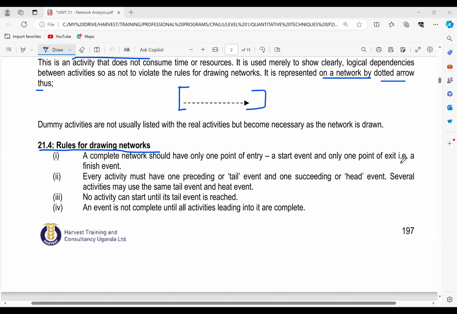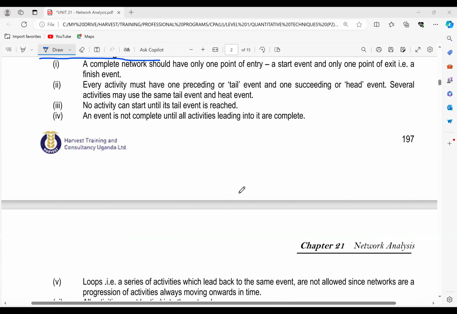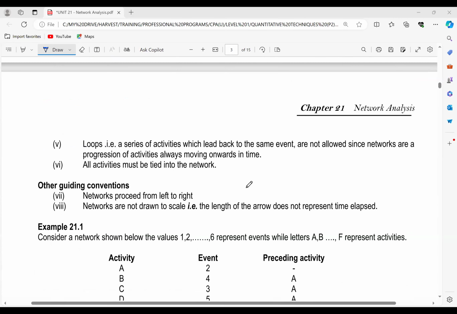Next, every activity must have one preceding or tail event and one succeeding or head event. Several activities may use the same tail event and head event. No activity can start until its tail event is reached. An event is not complete until all activities leading into it are complete. Loops are not allowed. We shall be seeing that. All activities must be tied into our network.